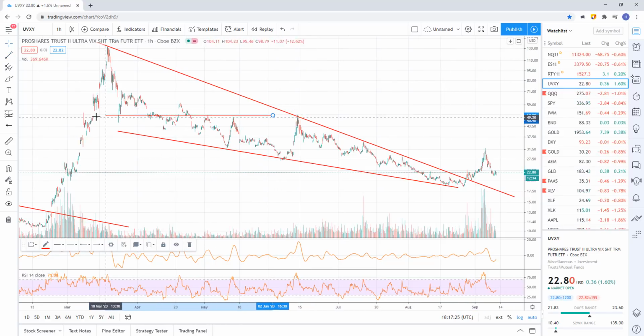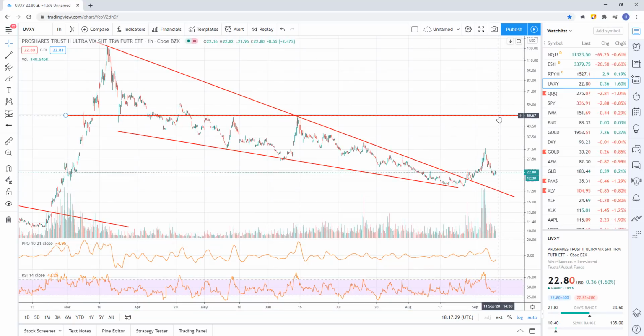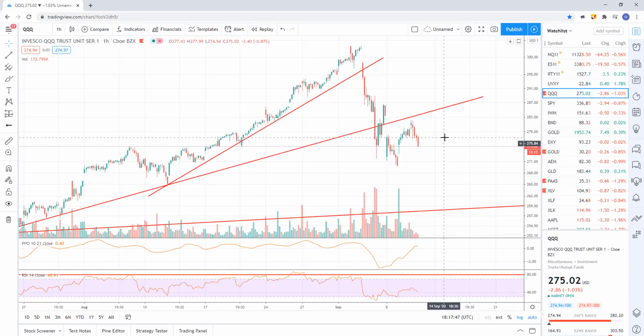Again, I usually don't hold on to these things for the entire run, but you do see a level right there at about 50. So maybe if we get up in that area, it'd be a good area to take some profit or raise stops. You could always raise your stop loss and just let it run. But yeah, that's what it looks like it's going to do here shortly if tech keeps selling off.